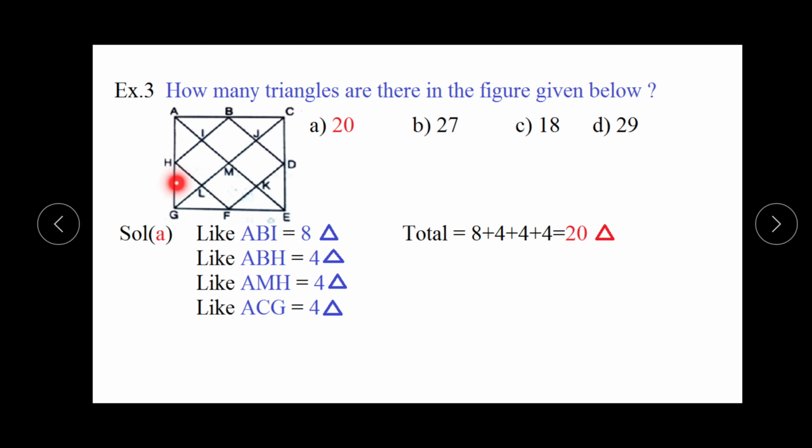Second, third, and fourth. Now like AMH, A, M and G, not H, A, M, G. These type of triangles are also four triangles. This triangle, and this triangle. Now the ACG, these type of triangles are four triangles. This, and this. Now we can add all these: 8 plus 4 plus 4 plus 4 is equal to 20 triangles.